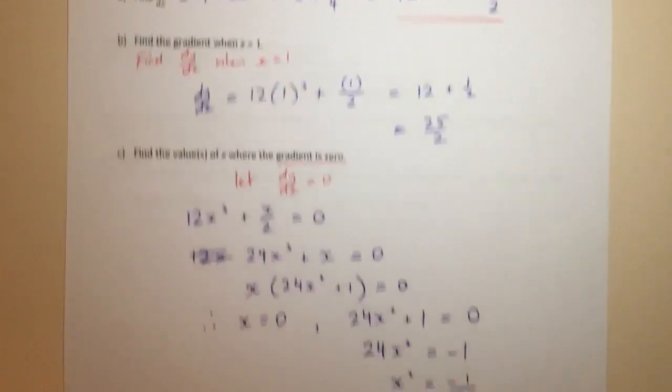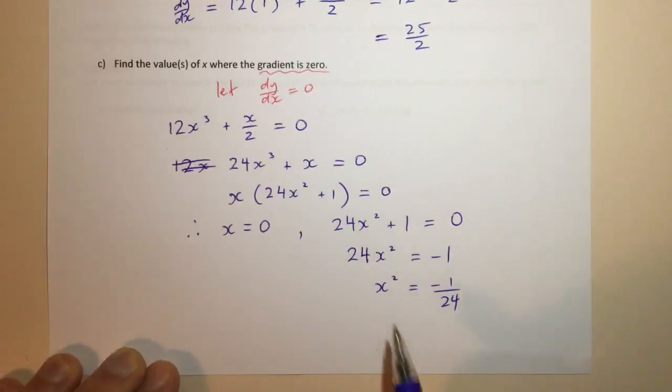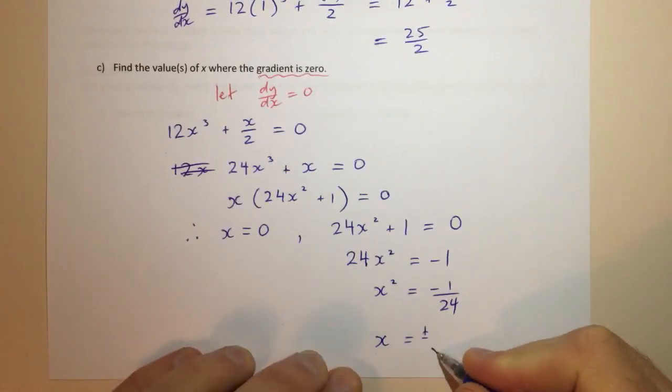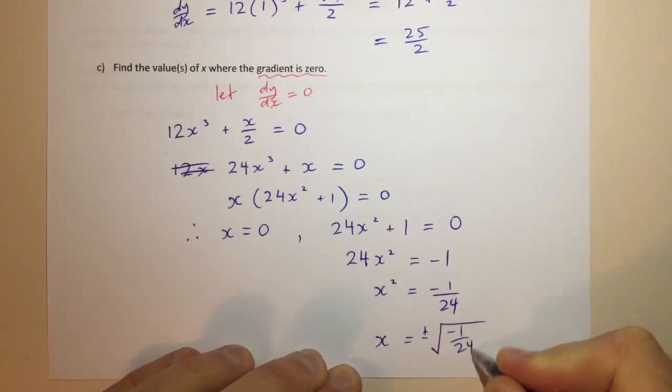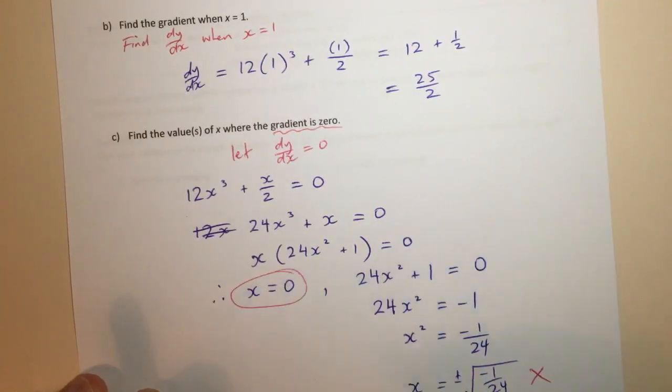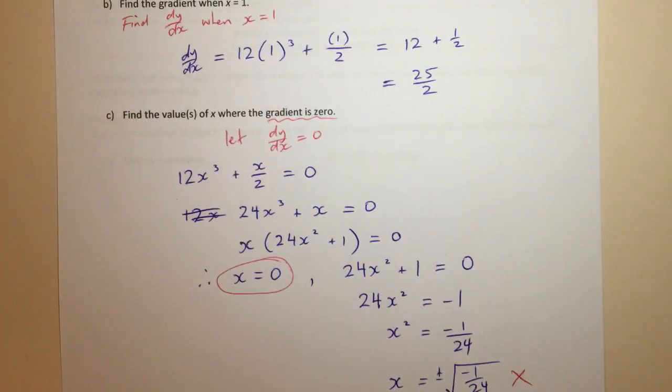But this last step isn't going to yield a result, because if we try to say x equals plus or minus the square root of negative 1 over 24, well, we know we can't take the square root of a negative number, so that's got no solution there, that's undefined. But we do have a point here when x equals 0, where the gradient will be equal to 0.